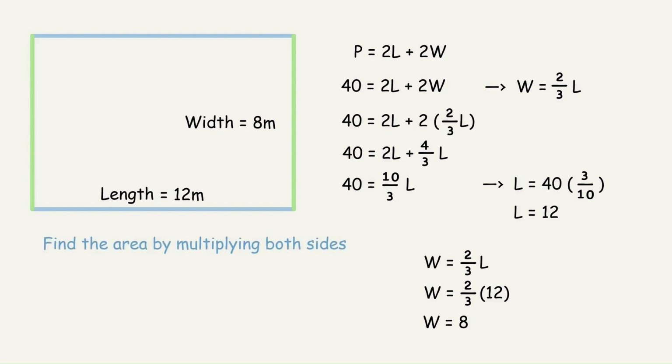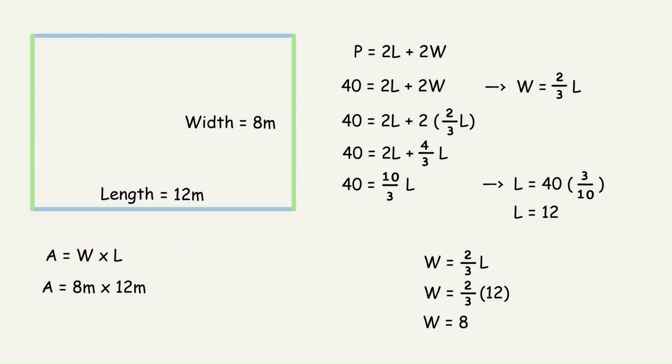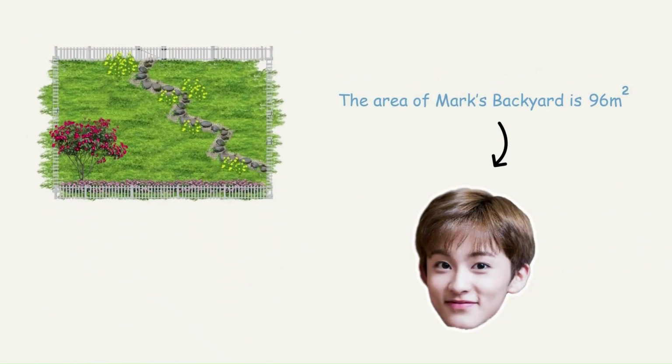Next step is to find the area. We need to multiply the width and the length. So A equals W times L. W is 8 and L is 12. So 8 times 12 is 96. So the area is 96 meters squared. That's going to be our final answer. So now we found out that Mark's backyard has an area of 96 meters squared.